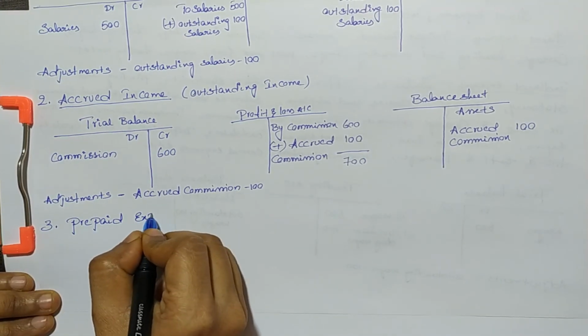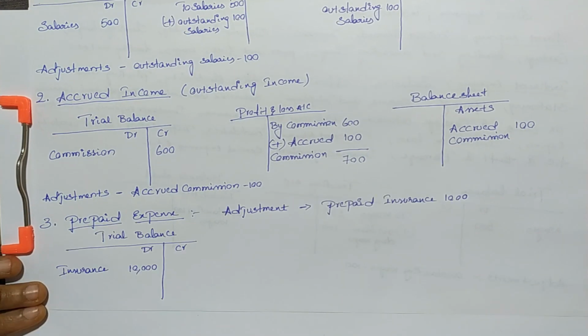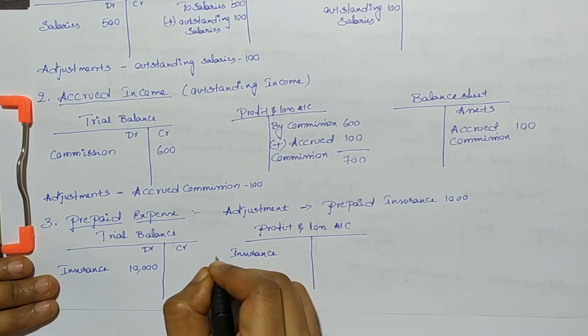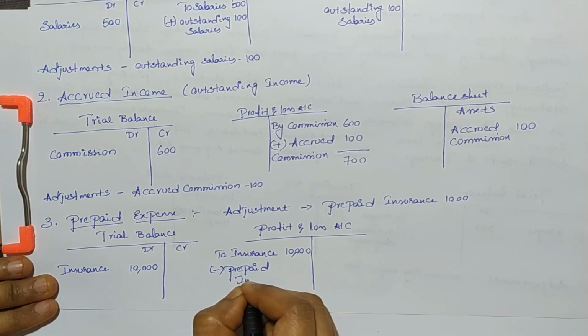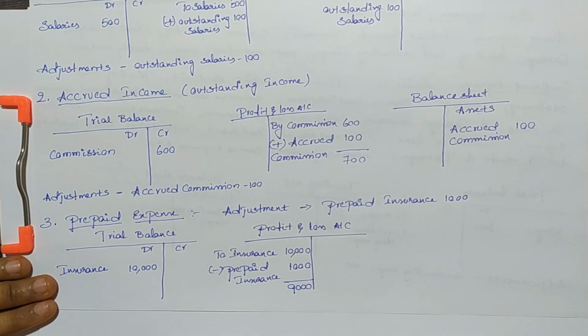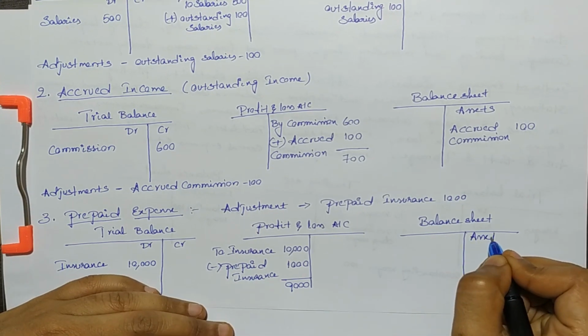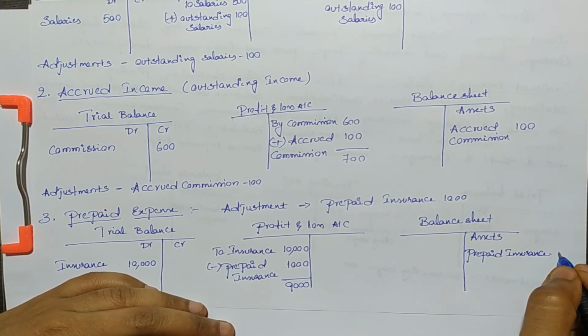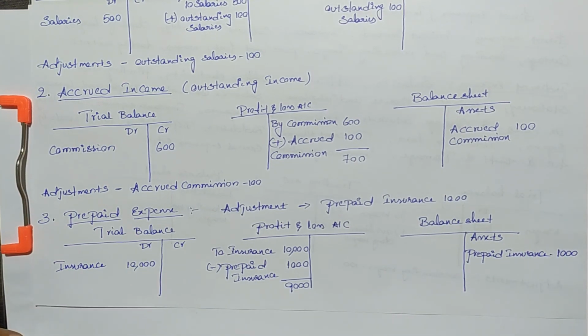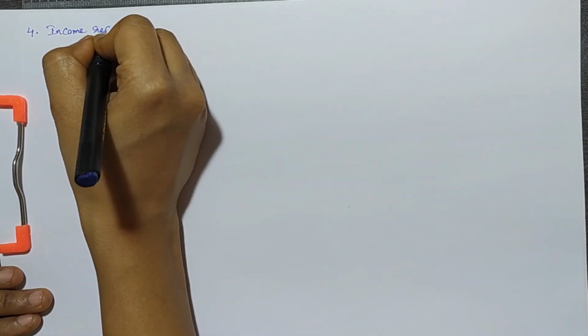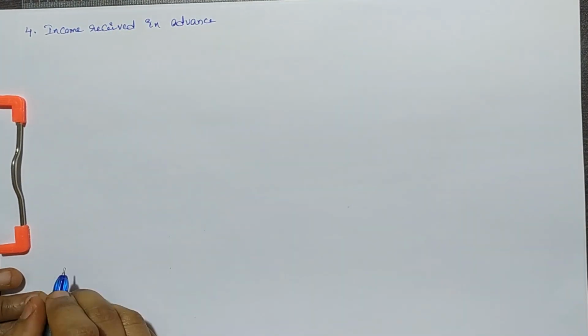Next adjustment is prepaid expense. In the trial balance, we have insurance amount that is 10,000 on the debit side, and in the adjustment we have prepaid insurance 1,000. In this case, we deduct prepaid insurance amount from the insurance amount on the debit side of the profit and loss account, and also we show prepaid insurance amount on the asset side of the balance sheet.